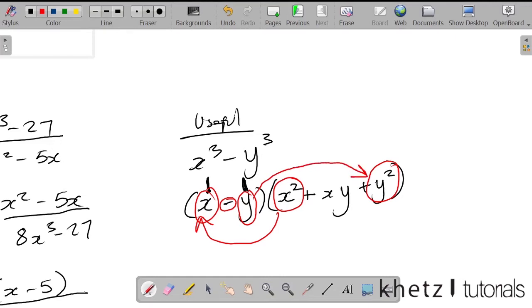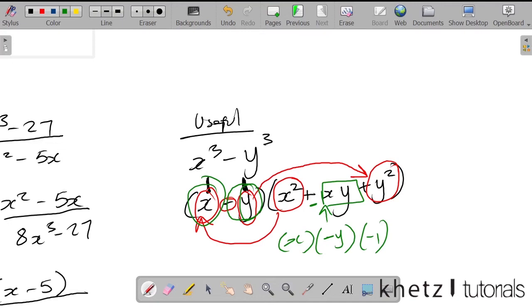Then in the middle, you're going to multiply this term by that term, including its sign, and then multiply by minus 1. And that is why we have a positive here. So for the middle term, you're going to have x multiplied by negative y, and then multiply that by minus 1. That is why we have a plus xy over there.